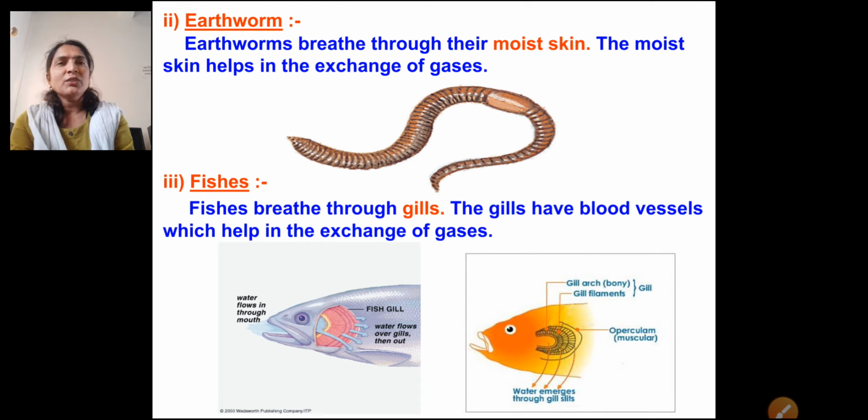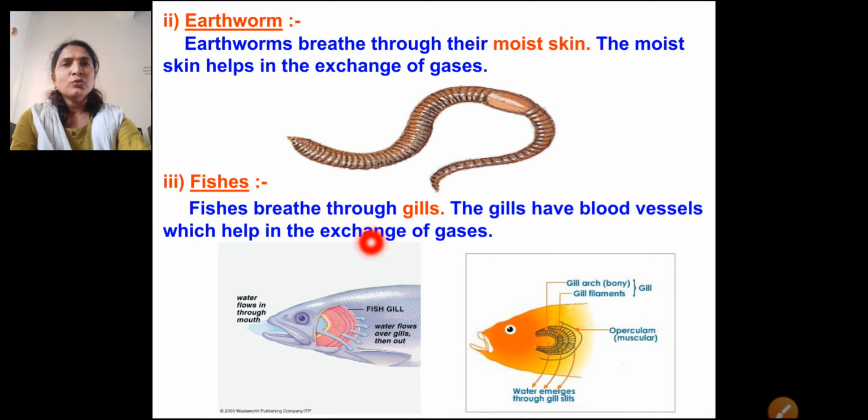Now how does this earthworm breathe? You can see here, this is the diagram of earthworm, and this earthworm has moist skin, and with the help of moist skin the earthworm breathes. And you have to understand that this moist skin helps the earthworm in the breathing process.